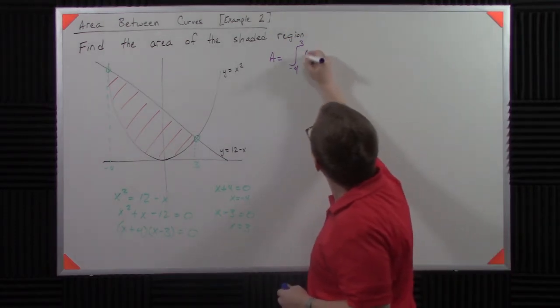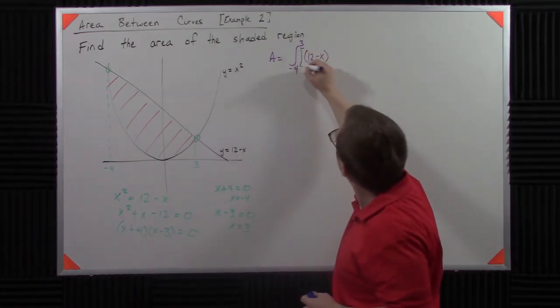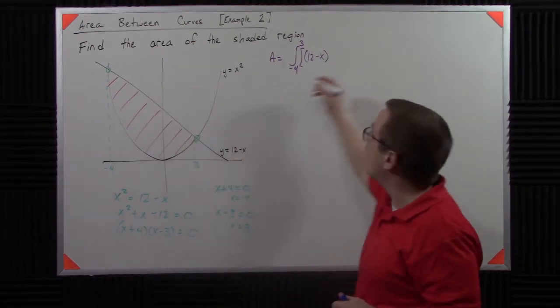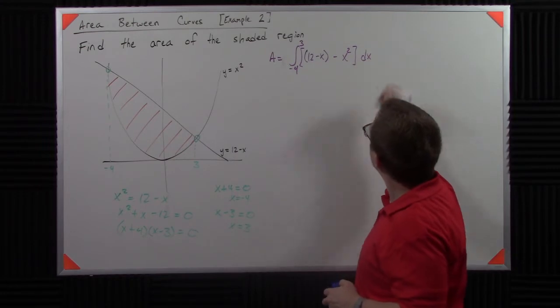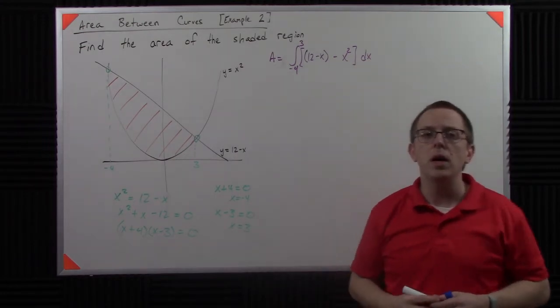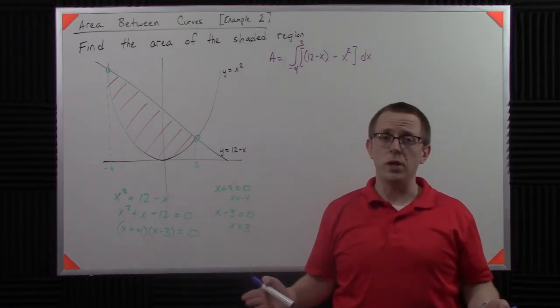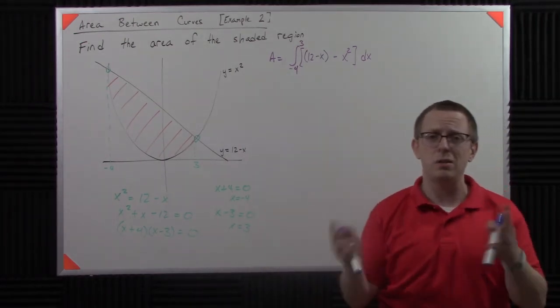So I say 12 minus x is on top, and then on bottom is this x squared, so minus x squared dx. Okay, so that's my setup. Now from there, what I want to do is solve this like a definite integral. Let's simplify this, since it's kind of ugly. Let's make this a little less ugly.